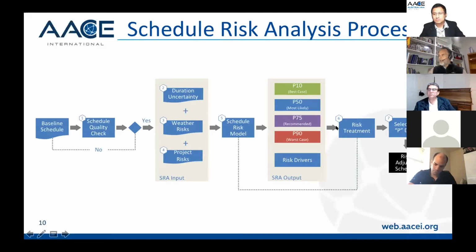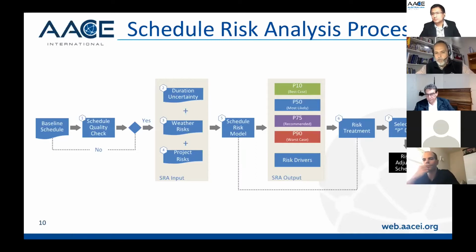So let's go to the schedule risk analysis process. I tried to summarize this in this graph. We have a baseline schedule and we do a schedule quality check. When we're happy with the baseline, we go on to do our SRA. We have the input with the duration uncertainties, we have weather risk, and we have what is called the discrete project risk. We put all this in the mixer and we have a schedule risk model that gives you an output. So what is the output? The output tells you what the best case is, what the most likely is, what the worst case is, and it tells you what the risk drivers are. And if we're not happy with the result, we go and review what we need to do with the risks that we have, and we come back again and rerun the risk model.